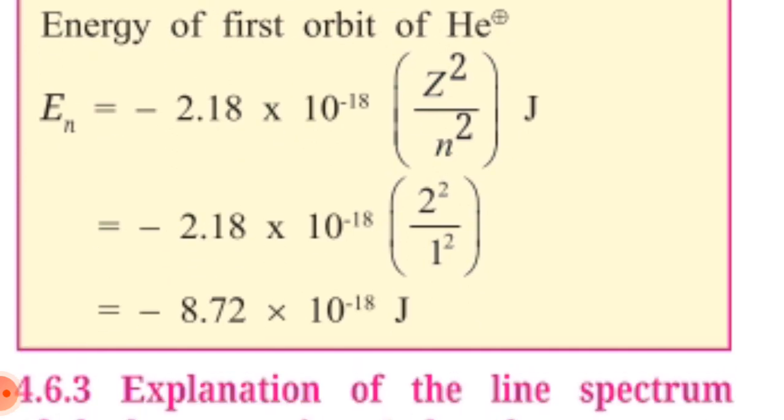Energy of the first orbit of helium plus, En, is equal to minus 2.18 × 10 raised to minus 18 Z square upon n square joule, which is equal to minus 2.18 × 10 raised to minus 18 × 2 square upon 1 square, which is equal to minus 8.72 × 10 raised to minus 18 joule.